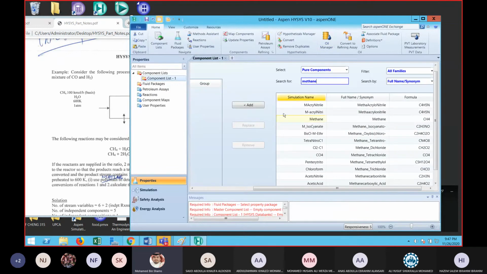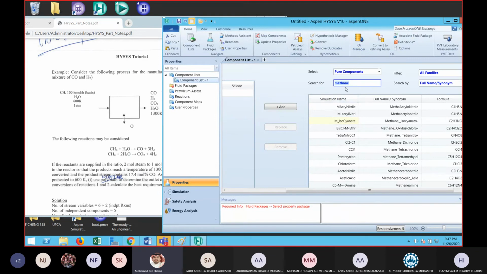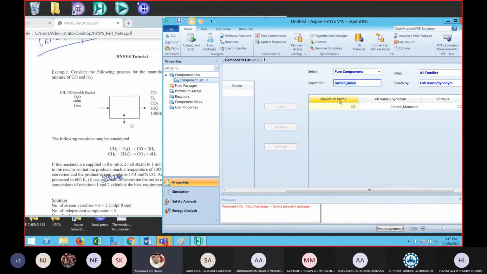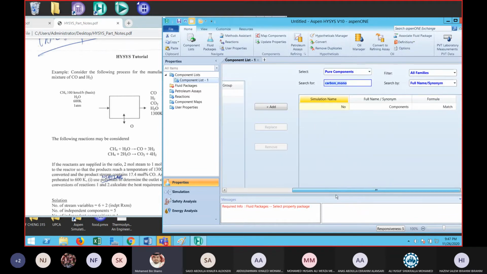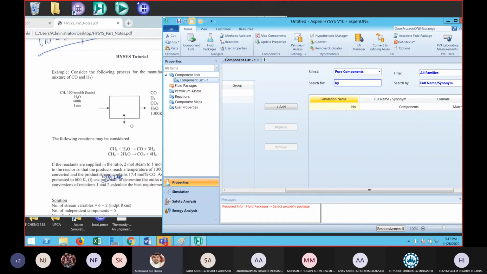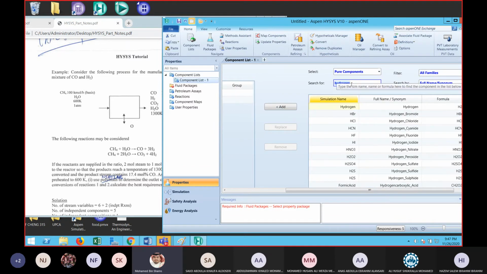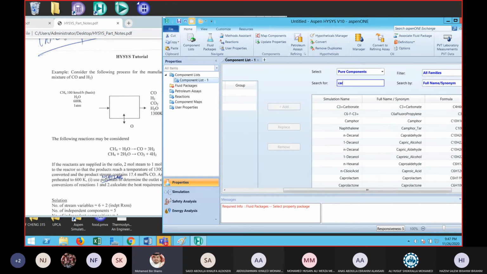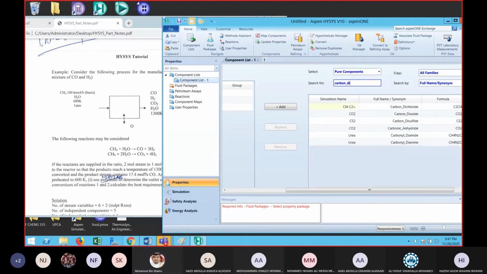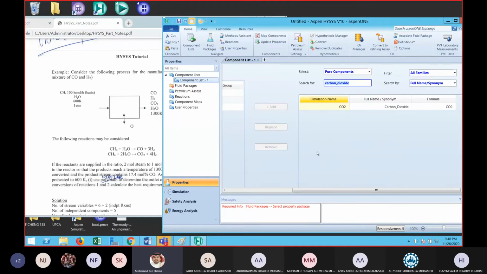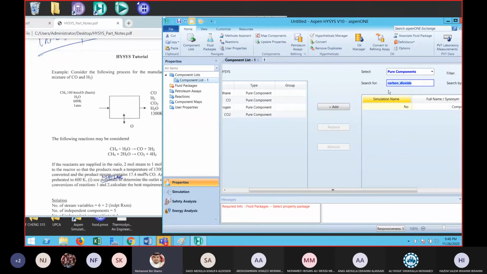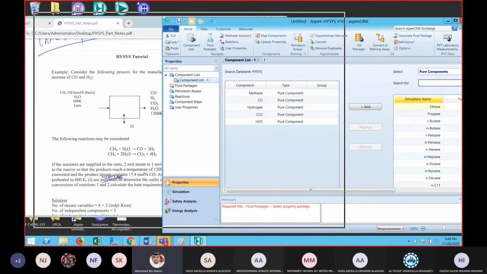Like methane and the four components here: carbon monoxide, and hydrogen, and water. These are the four.